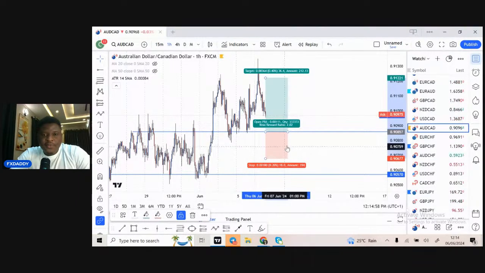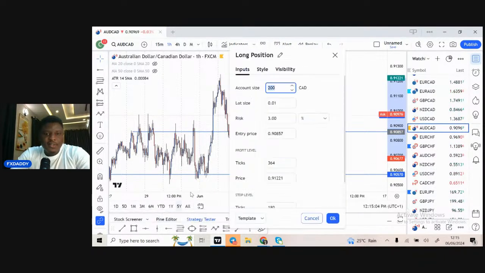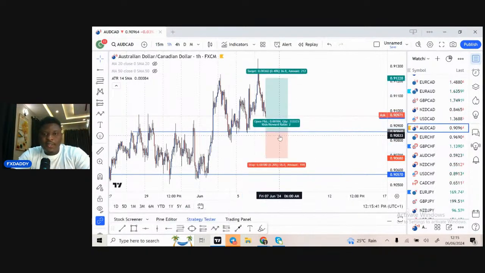We're risking 18 pips on AUDCAD. We're entering at 0.90860, stop loss at 0.90680, and then our take profit is 0.91220. Good. All right, so these are our entries on AUDCAD.